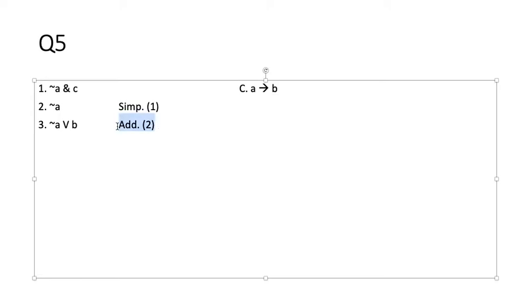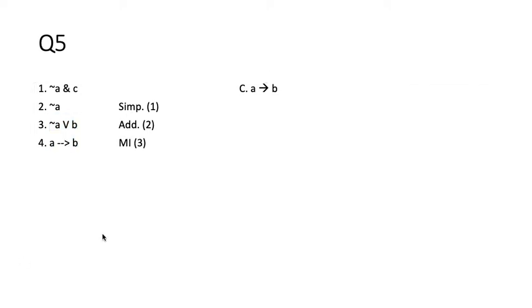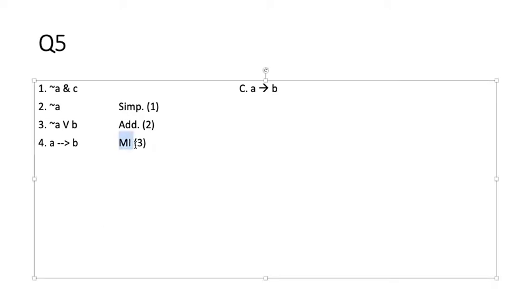All right, and now I'm actually super close to my conclusion because I have this rule, material implication, that enables me to convert a disjunction into a conditional and vice versa. So I have not A or B, and via material implication, that is equivalent to if A, then B. So I do material implication, MI, on line 3, and that gives me the conclusion.